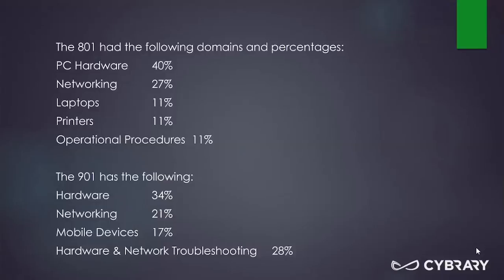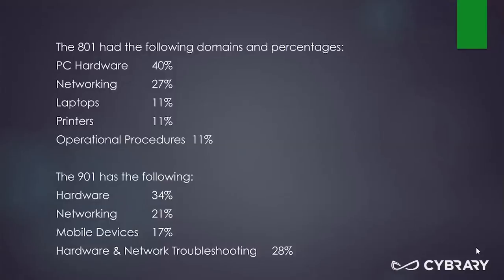First thing I want to point out is the 901 has a hardware section, not a PC hardware section. This is recognizing that there's been changes in the industry lately, and hardware has moved away from the PC and moved on to tablets, phones, handheld scanners, that sort of thing.